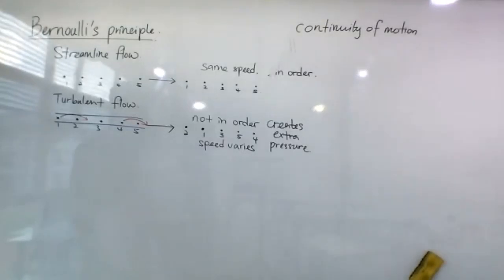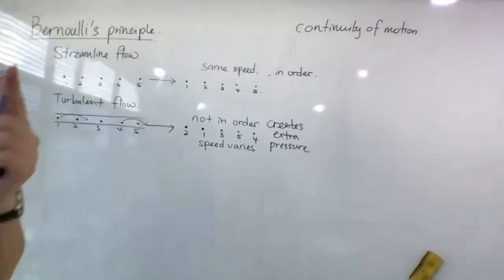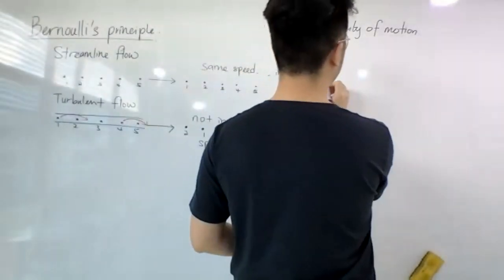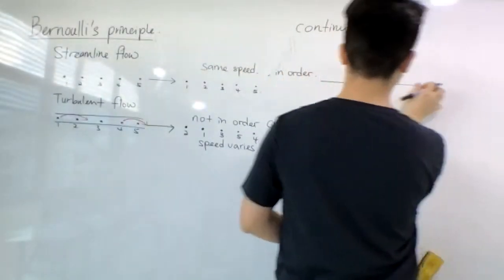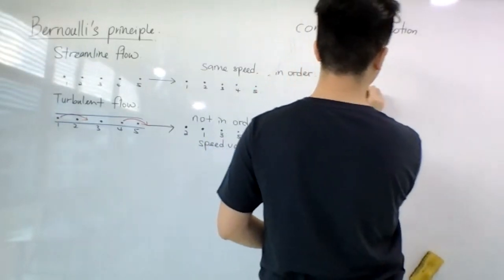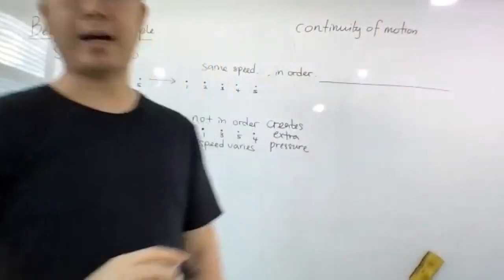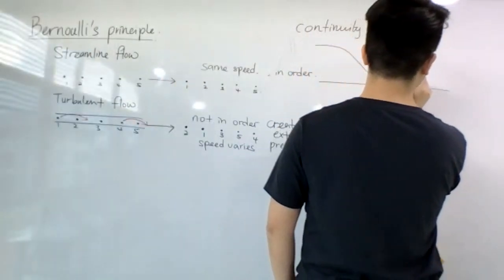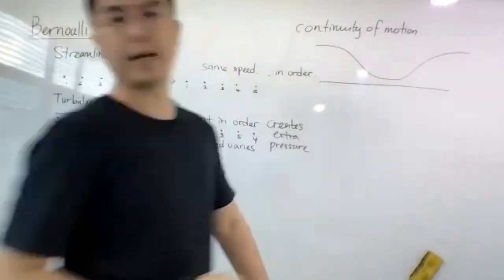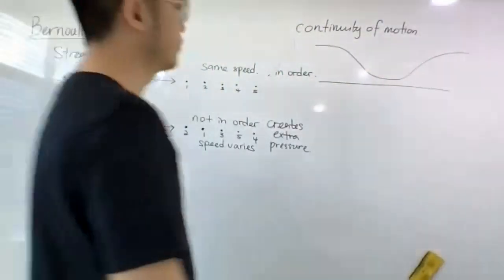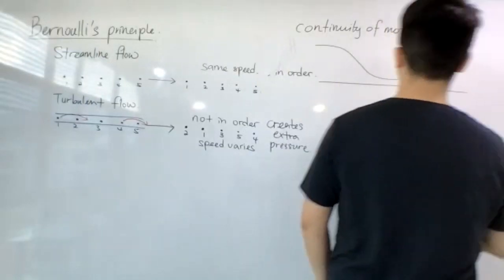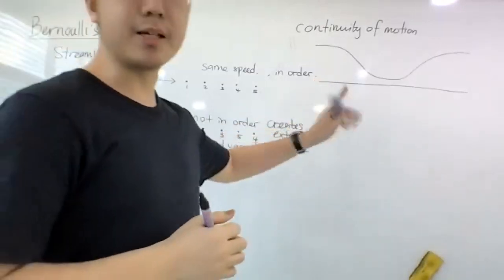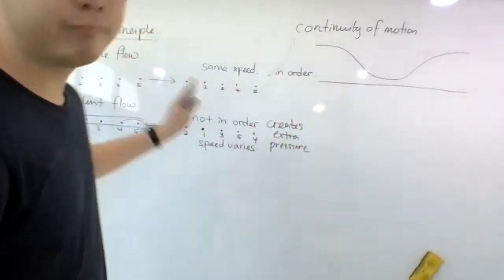So the continuity of motion says like this. Suppose that I have a tube. My tube goes like this. At the bottom region it is horizontal. Here we have a bigger cross section, and then we have a constricted area in the middle. Now suppose that the liquid in the tube is flowing in a streamlined manner.